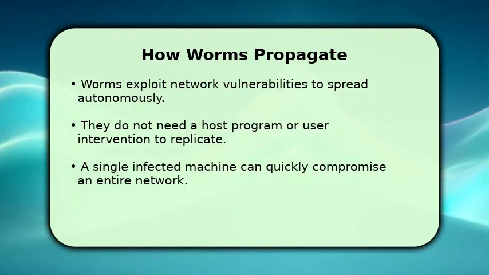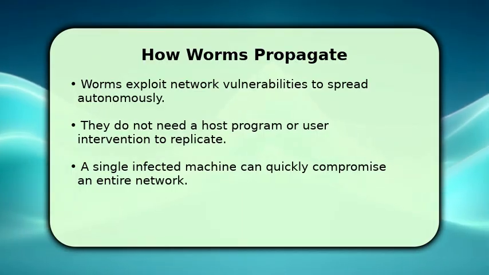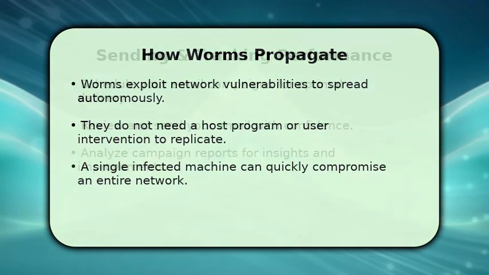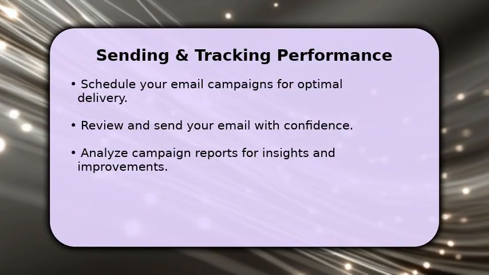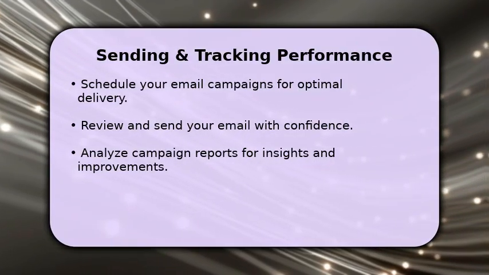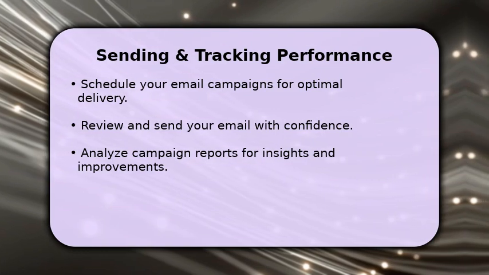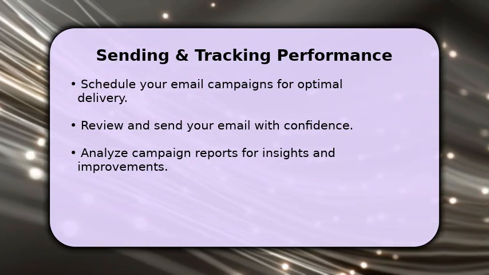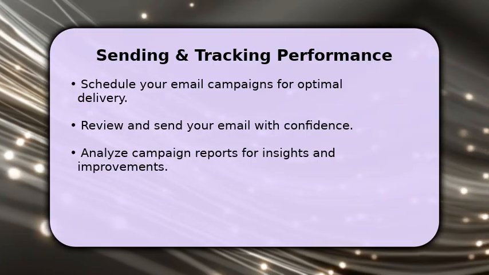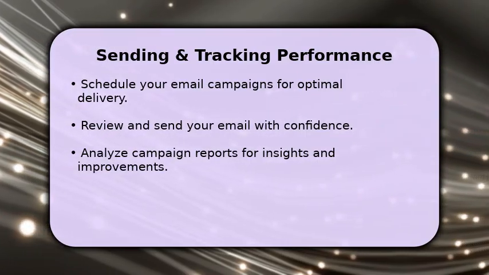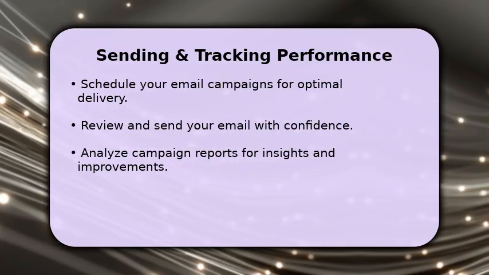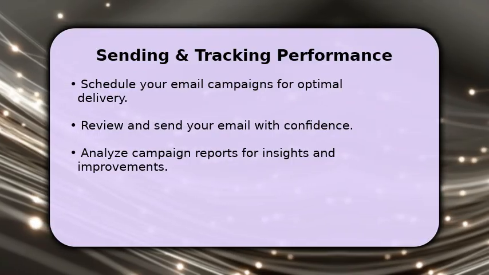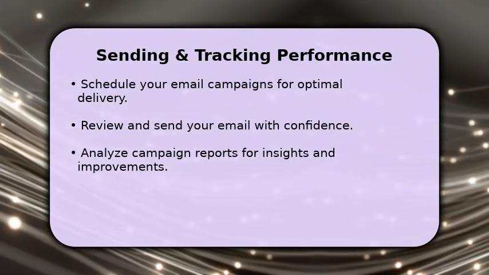Finally, let's cover sending your email campaigns and analyzing their performance. You can schedule your emails to go out at the best times for your audience, maximizing open rates. Before sending, Mailchimp provides a comprehensive review to catch any errors. After your campaign is sent, dive into the detailed reports to see open rates, click-through rates, and more. These insights are invaluable for refining future campaigns and continuously improving your email marketing strategy.